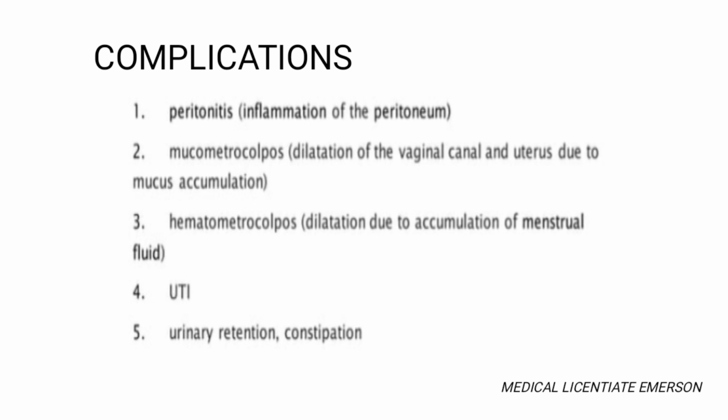Then complications, we can have peritonitis where there is inflammation of the peritoneum. We can have mucometrocolpos, which is dilatation of the vaginal canal and uterus due to mucus accumulation. Then we can have the commonest, which is hematometrocolpos, which is dilatation due to accumulation of menstrual fluid. We can also have UTI, which is urinary tract infection. We can have urinary retention and constipation.